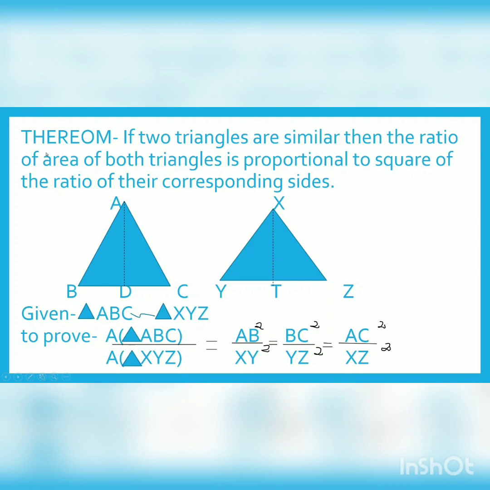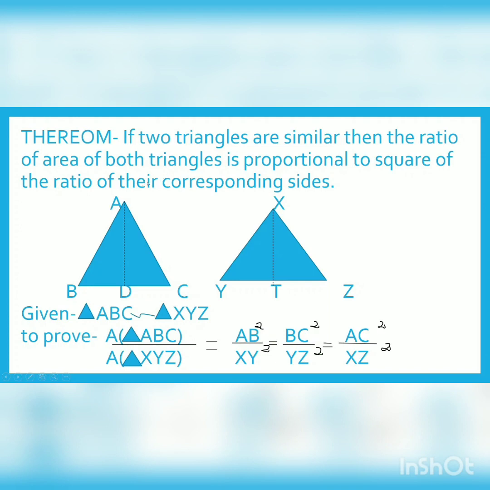First, read the theorem. The theorem is given here. If two triangles are similar, then the ratio of the areas of both triangles is proportional to the square of the ratio of their corresponding sides. Again, I read this theorem. If two triangles are similar, then the ratio of the areas of both triangles is proportional to the square of the ratio of their corresponding sides.